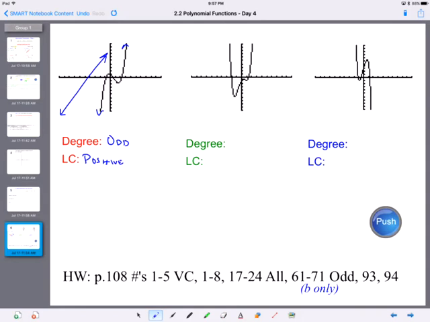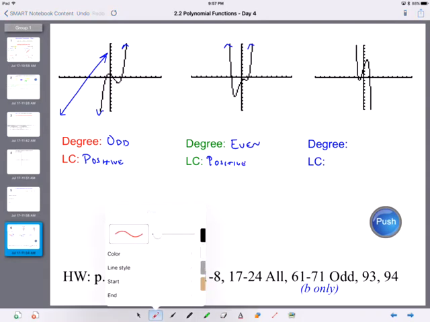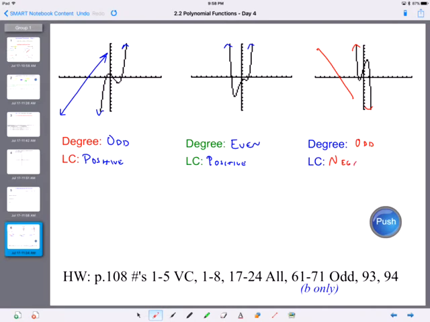On the next one, they start and end in the same direction, so your degree is even. And because it opens up, your leading coefficient must be positive. And then for the last one, the degree is once again odd because you start and end in opposite directions. But on this one, you start high and end low, so that'd be a negative slope or a negative leading coefficient.